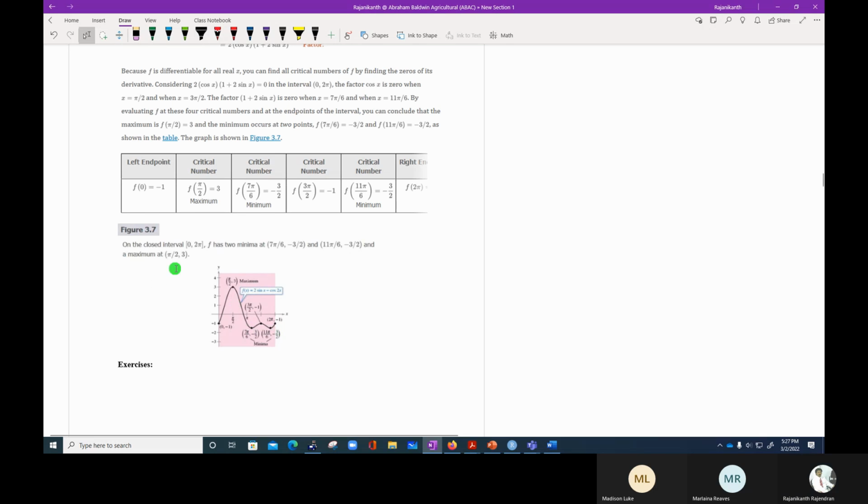So the function has 2 minima, at 7 pi over 6 and 11 pi over 6. The function has the same value, but the x values are different. And the function has the maximum value at x equals pi over 2. So plugging in pi over 2, you will get the maximum value, which is 3.